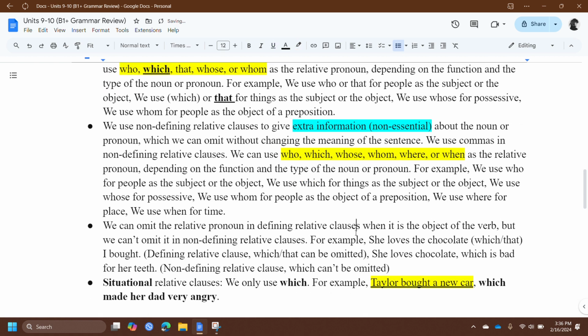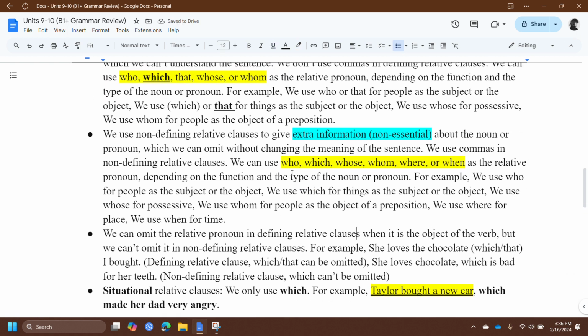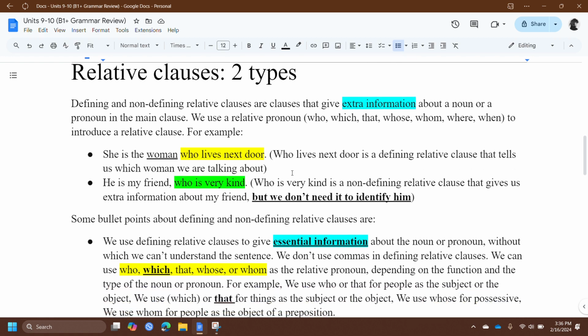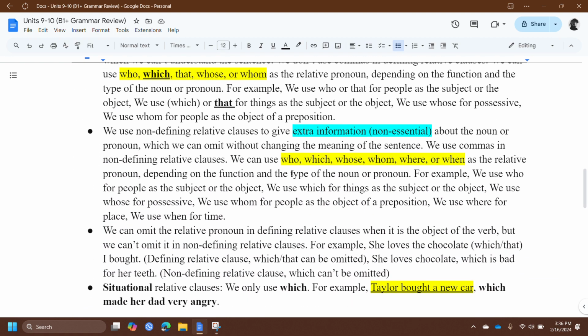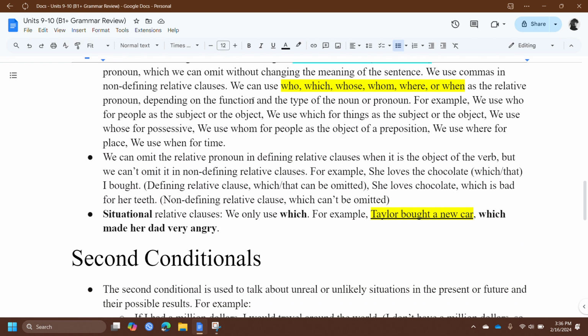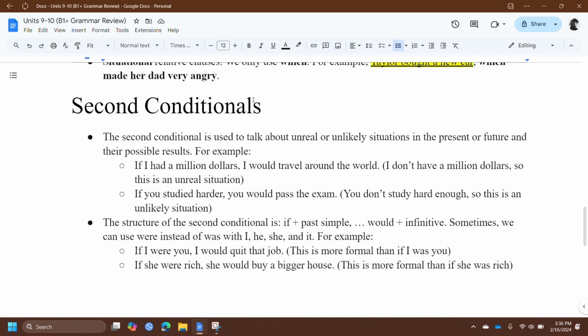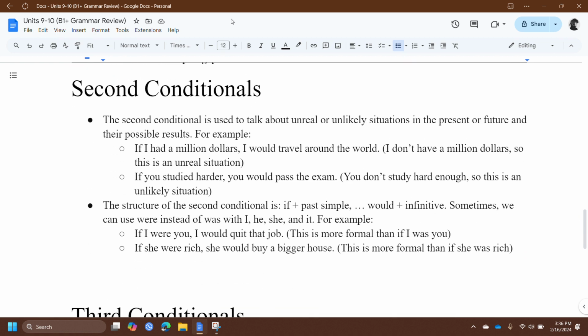So we can say that this is a situational relative clause. Okay. So we are now done with relative clauses as well. And the next grammatical topic we have in here is called second conditionals. So, now what are second conditionals? Let's talk about it, guys.